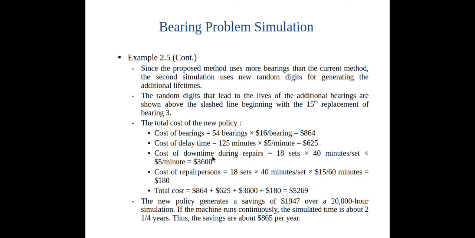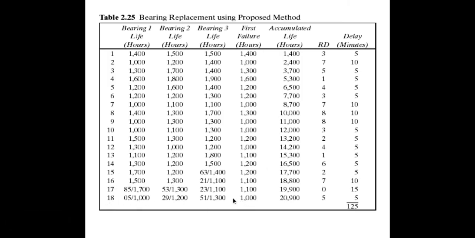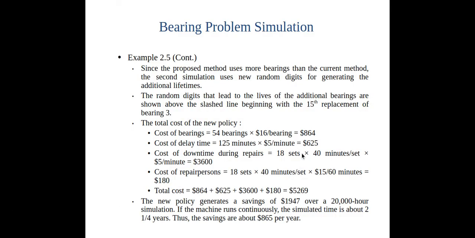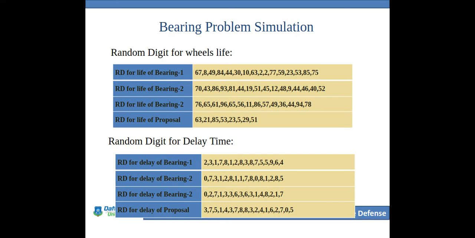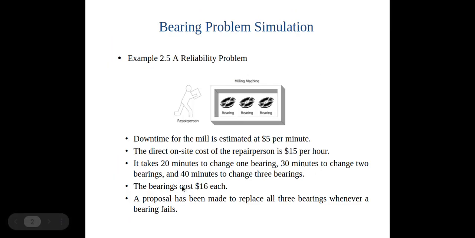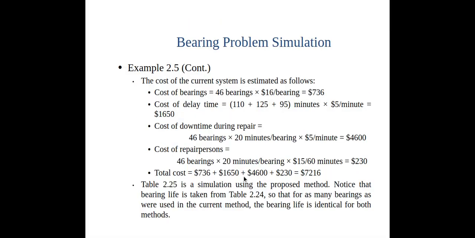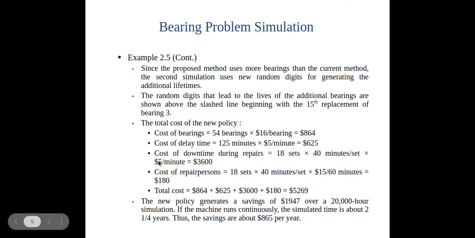The total cost of downtime during repair is for 18 sets. Here are the 18 sets, 18 times we have changed, and 40 minutes per set that we got from the problem, 40 minutes to change 3 bearings. And finally, $5 per minute, so the total cost is $3,600. That is the cost of downtime during repair.